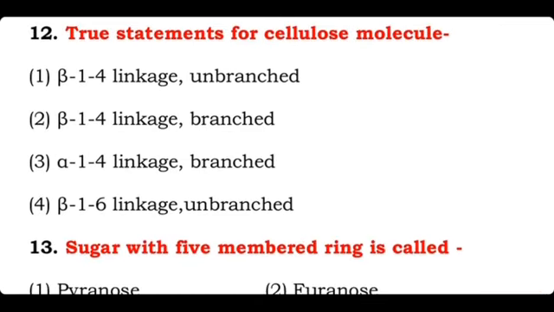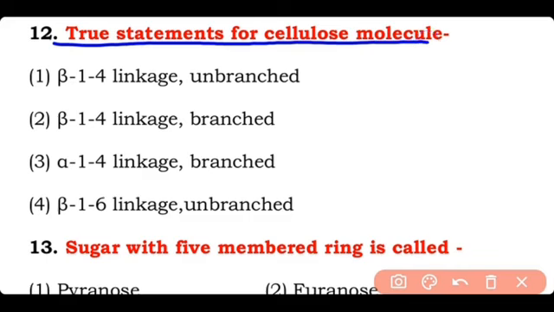Question number 12. The true statement for the cellulose molecule is: cellulose has beta 1,4 linkage and is unbranched, or it has beta 1,4 linkage and branched, alpha 1,4 linkage and branched, beta 1,6 linkage and unbranched. So correct answer is option 1. Cellulose has beta 1,4 linkage and it is an unbranched molecule.